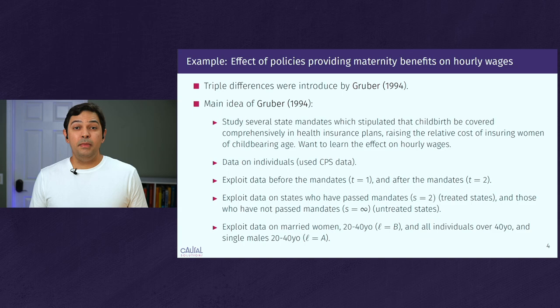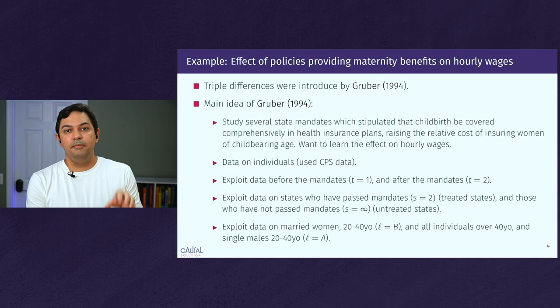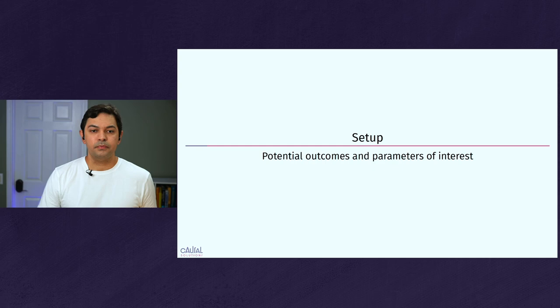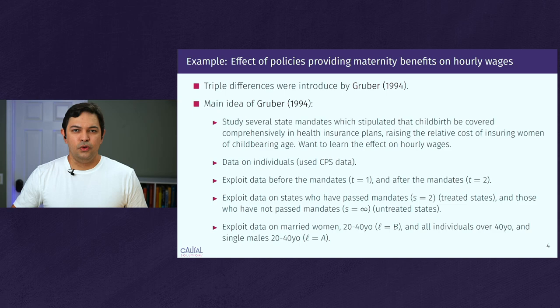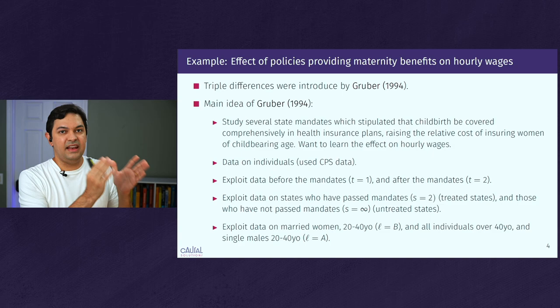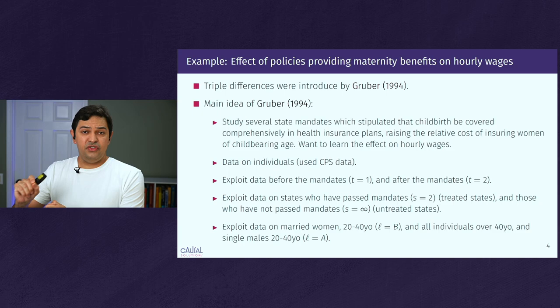But in order for me to be actually treated, I have to satisfy two criteria. I have to live in a state who enacted the policy, and belong to a given partition of the data in which this policy is actually affecting. In this case, I have to be a woman of childbirth age. So whenever we hear about triple differences, we're going to have this setup in our minds. In order for me to be exposed to treatment, I have to satisfy two criteria: be in a state in which this policy is enacted, and belong to this partition of the data in which you are eligible for the policy. That's the idea.